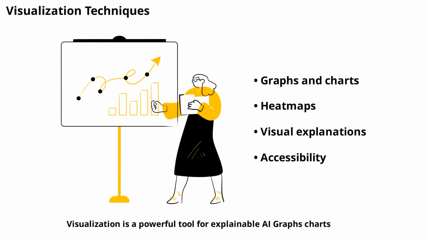Visualization is a powerful tool for explainable AI. Graphs, charts, and heat maps can illustrate how different features affect predictions. These visual aids make complex models more understandable, even for non-experts. By translating data into visual formats, AI explanations become more accessible and engaging.